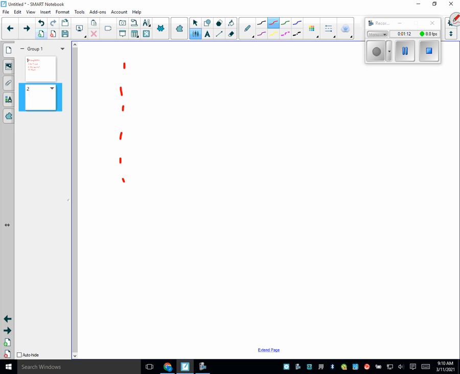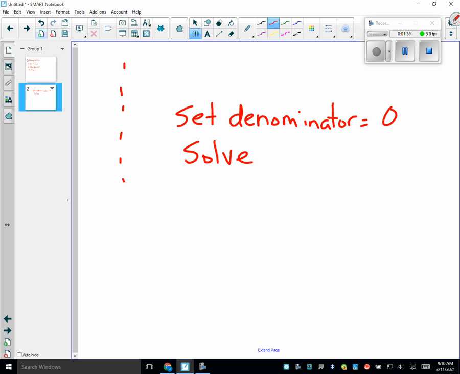Can anybody tell me how to find a vertical asymptote? Do you remember? You look at the graph. No. If you have a function, if you have an equation, you set the denominator equal to 0 and solve. That's how you find vertical asymptotes. Every time. You didn't know that? I said, how do you do that?